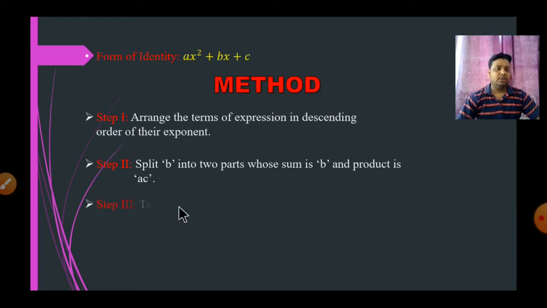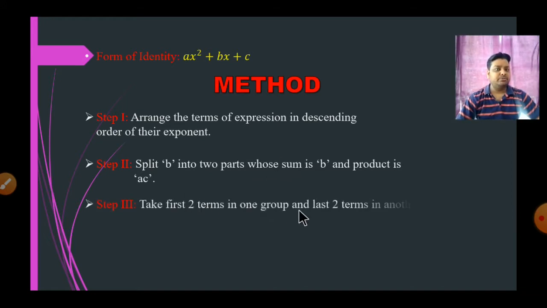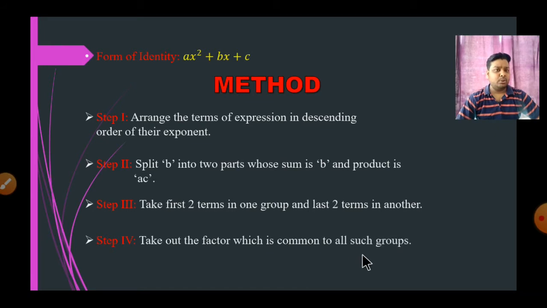Now third, take the first two terms in one group and the last two terms in another group. Then take out the factor which is common to all such groups. That is the four steps to solve the question. Okay, students? So let's solve the question.